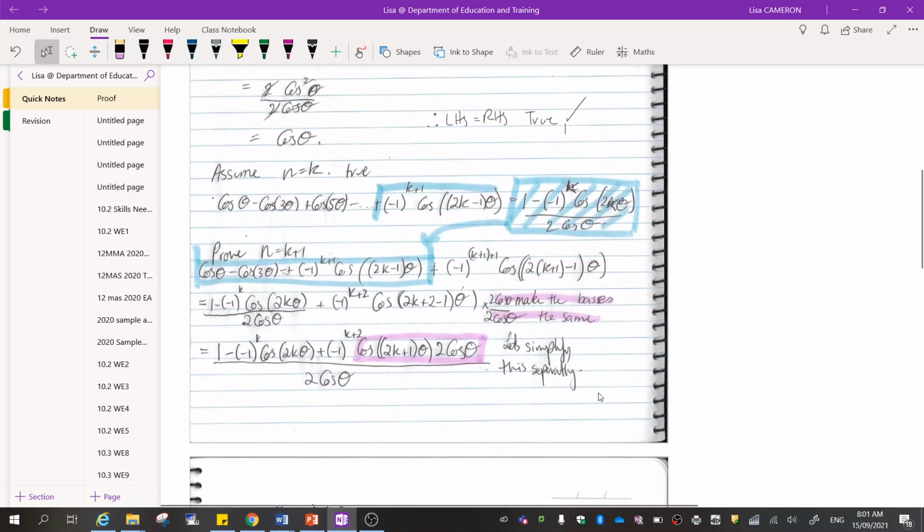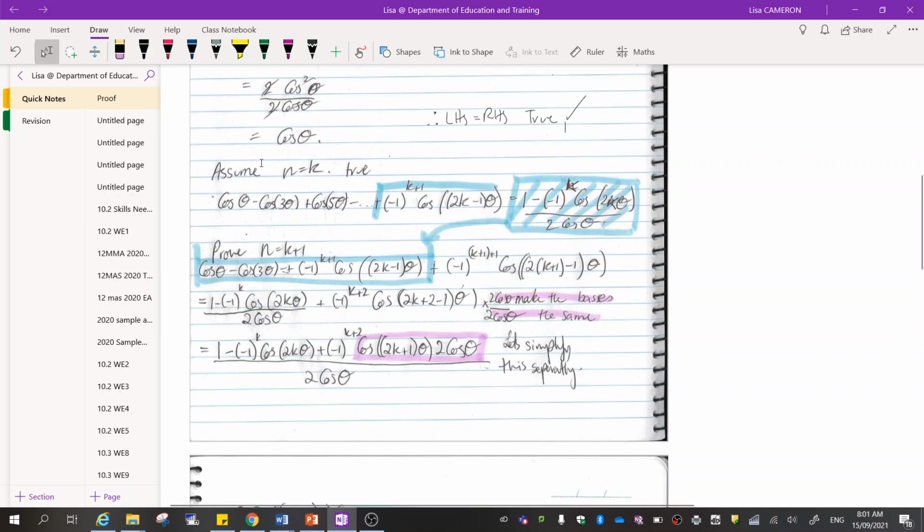Okay, so the next thing to prove is that we are going to assume that n equals k is true. So I've written it out again and I've replaced anywhere with an n with a k. So that means that all of this is now equal to this, and I can say that that statement is true. The next thing to do is to prove that when n equals k plus 1, that is also true.